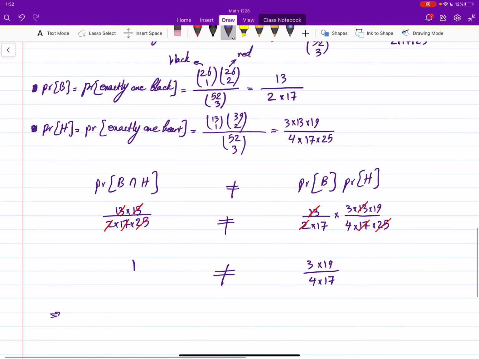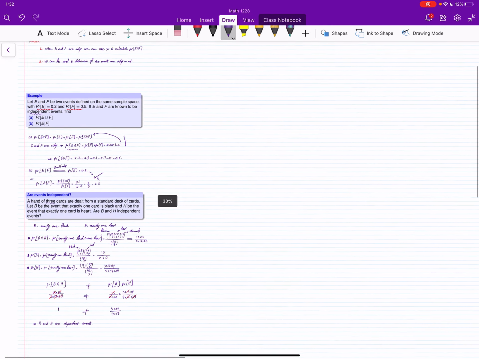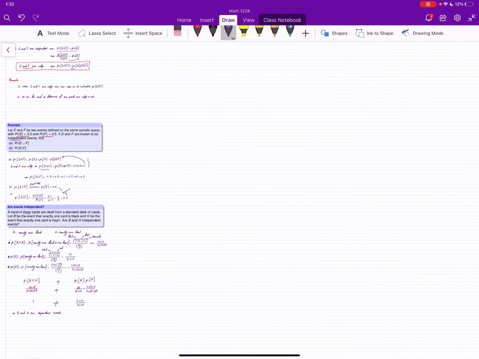As a result, B and H are dependent events. And there we go. So we used that formula to check if these two are independent or not. The answer was they're not independent. They are dependent events.